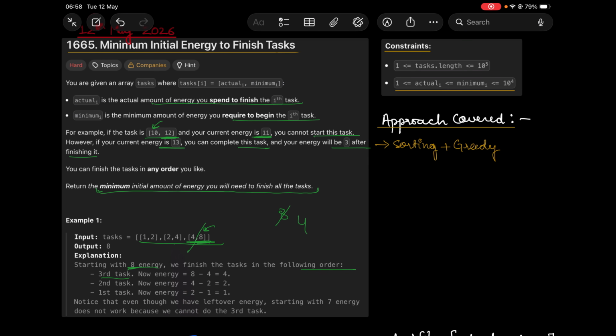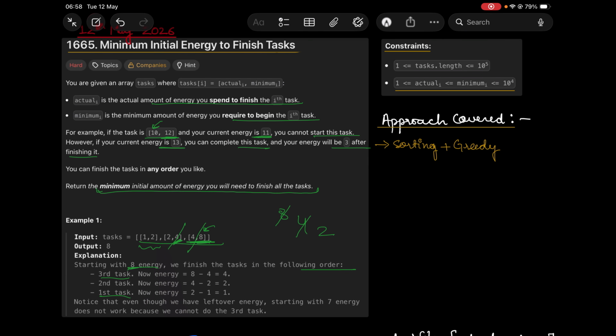Now we finish the second task. For the second task, the required energy was 4, so we can start this second task. But to finish this, we actually require 2. So when we use 2 from it, the remaining will be 2 now. So this task is also finished. Now we will finish the first task.